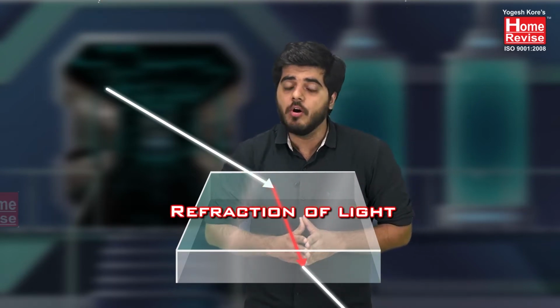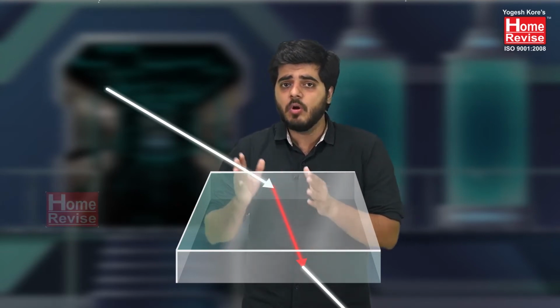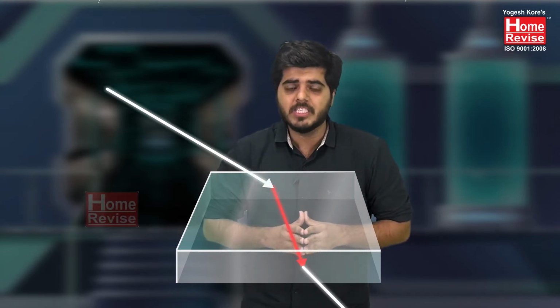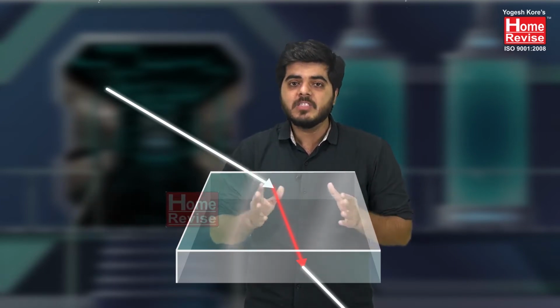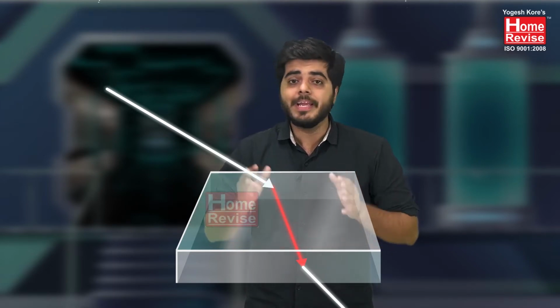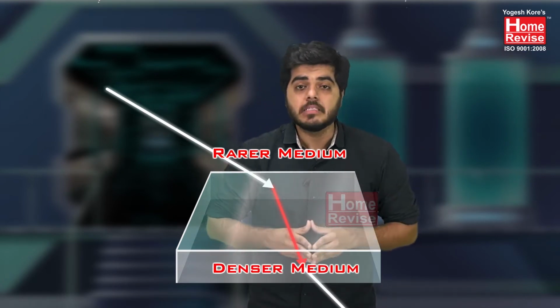Now, if I'm saying light is bending when it travels from one transparent medium to another transparent medium, then what do I understand by transparent medium? Transparent medium I'm going to classify into two types. The first type of medium will be rarer medium and the second type of medium will be denser medium.